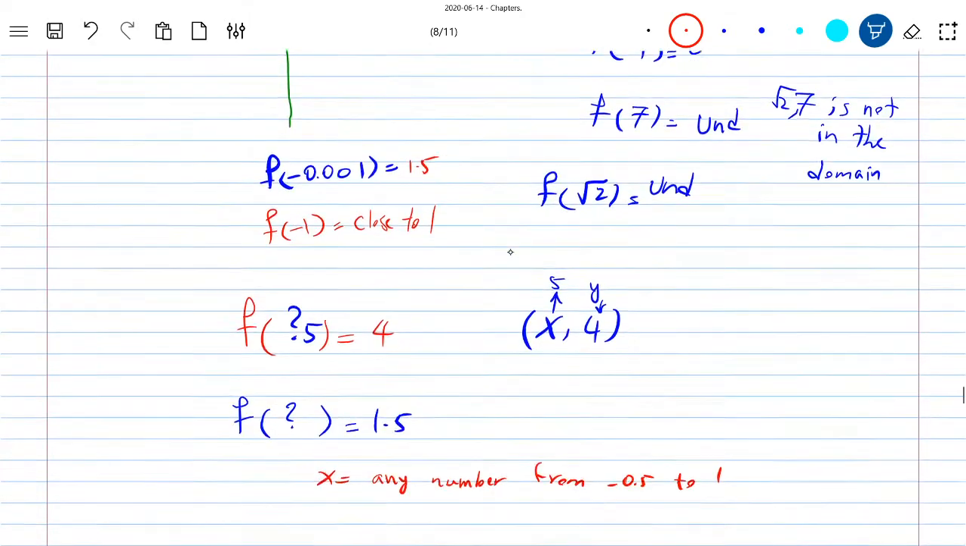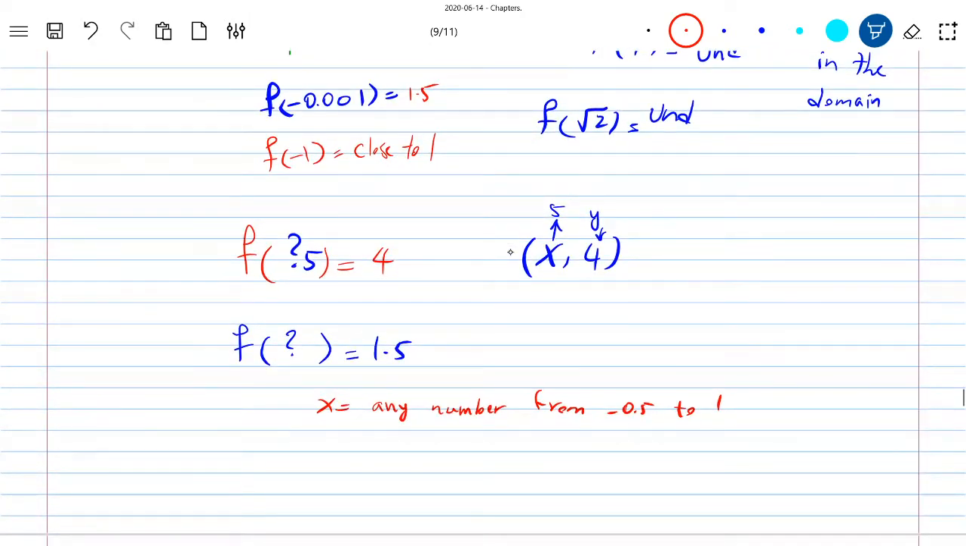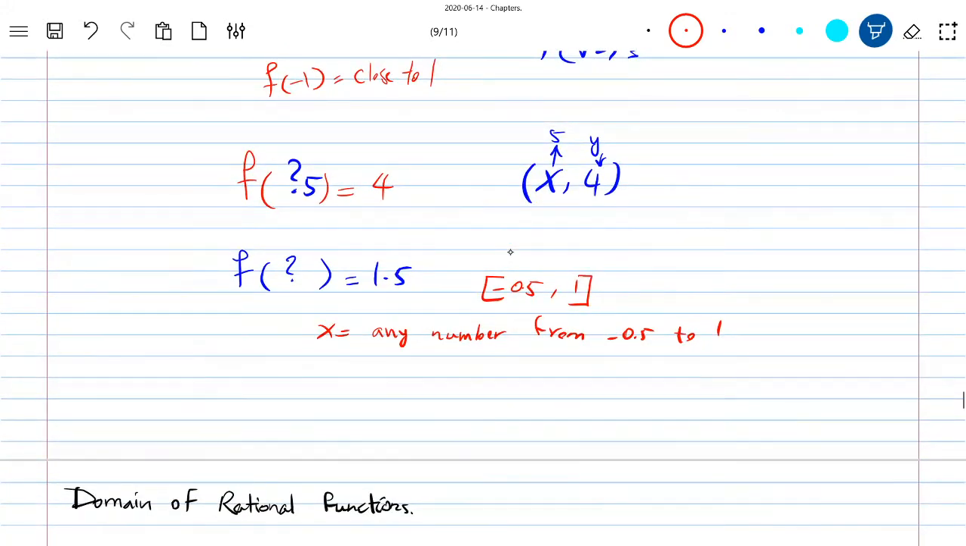So instead of writing it this way, normally you will say it's an interval. And we learned the interval notation already, from negative 0.5 to 1, because any number in between is possible to have the y value of 1.5. It doesn't contradict the fact that it's a function, because for a function you only care about one output. You do not care about multiple inputs.